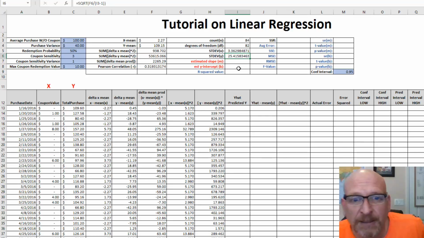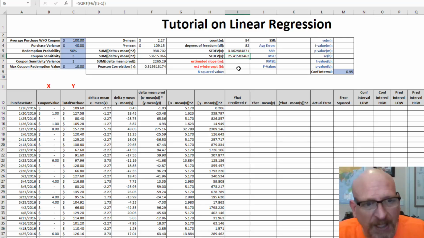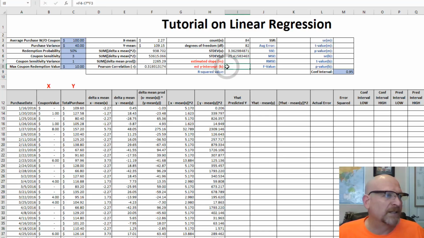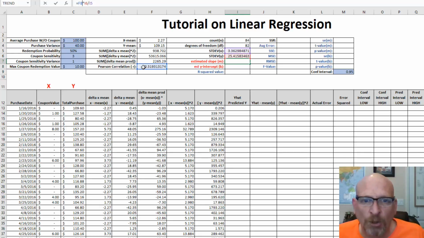We are now ready to calculate the two most important things of the linear regression, and that is the estimated slope and the y-intercept. So let's look at estimated slope. If you look up here, here's the formula. The formula is F8, which is the Pearson correlation times the standard deviation of the y divided by the standard deviation of the x. So it's this r times the y divided by x.